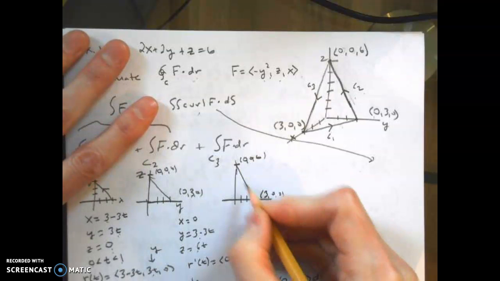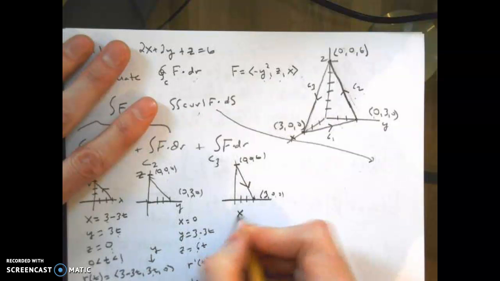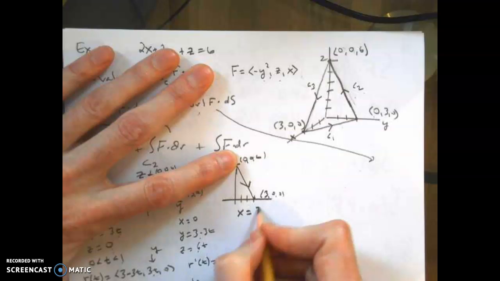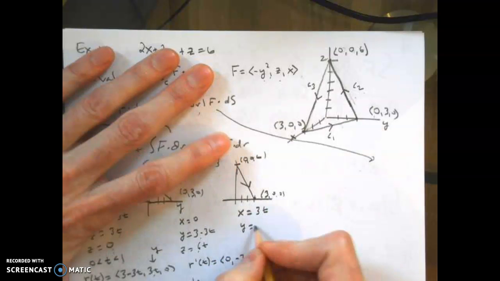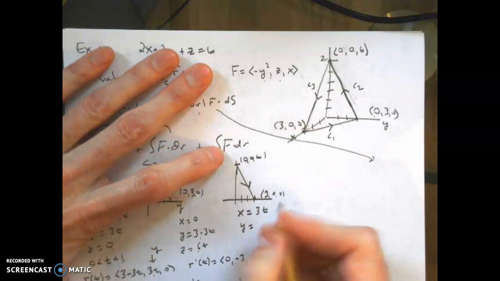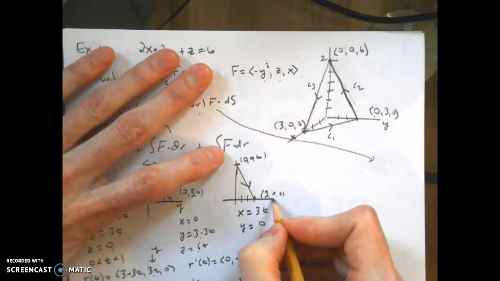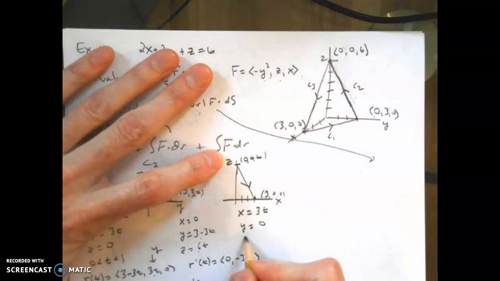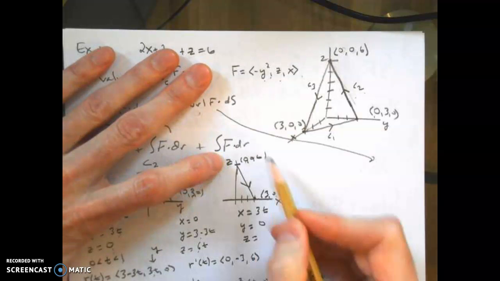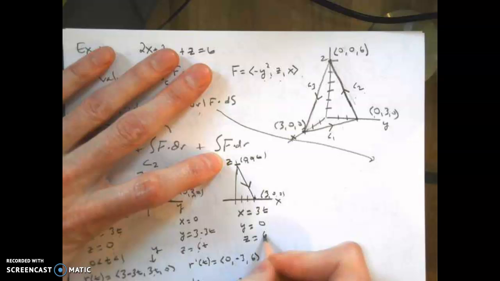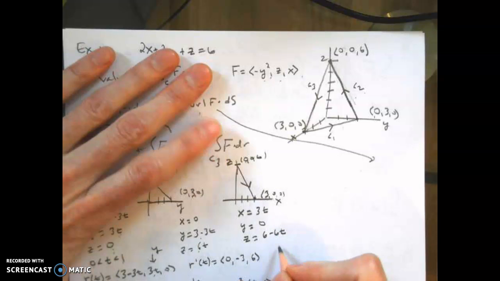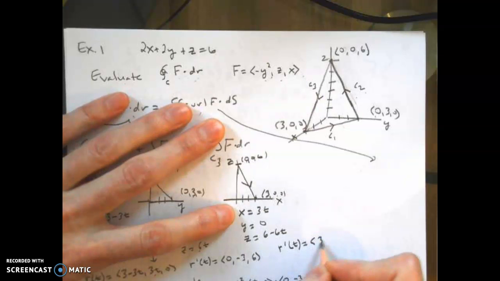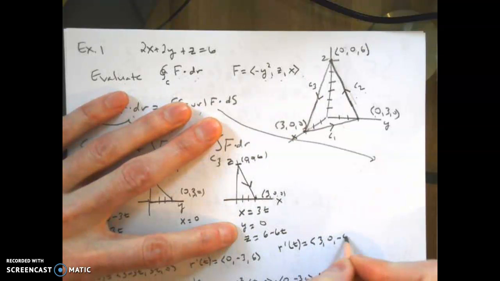And it's important we're going in this direction. So x is going to be equal to 0 plus 3t. y is going to be equal to 0. Remember, this right here is the x-axis, and this is the z-axis. And then z is going to be equal to 6 minus 6t. So r prime of t will be equal to 3, 0, negative 6.